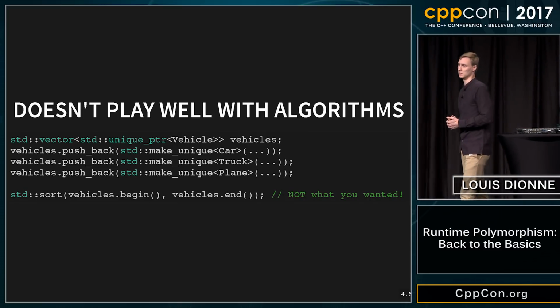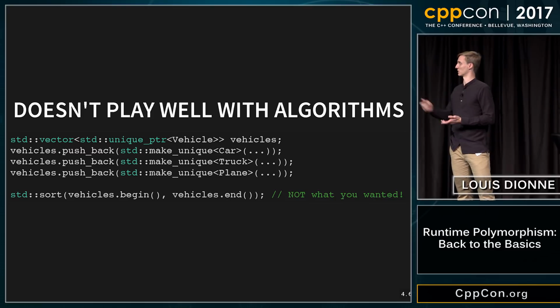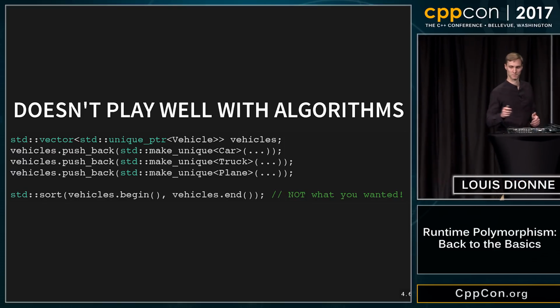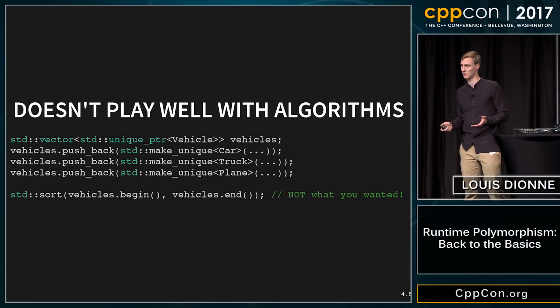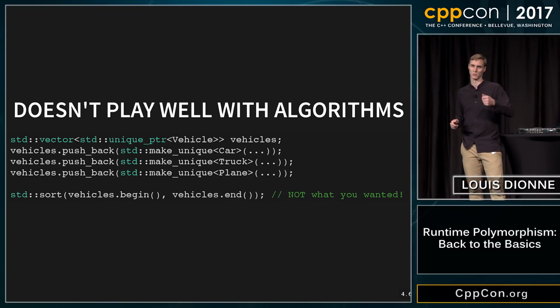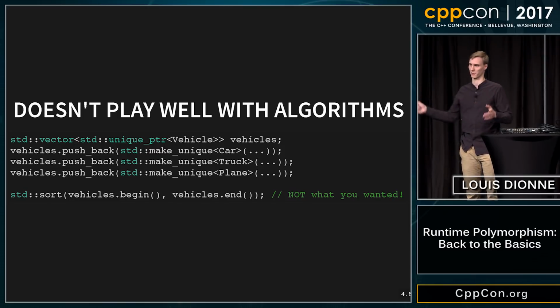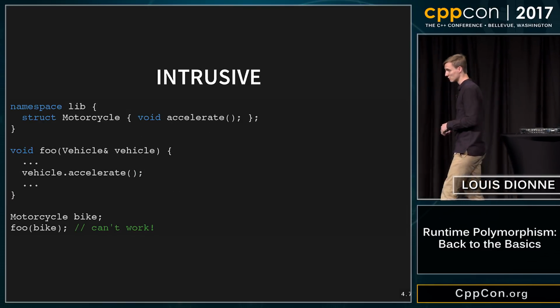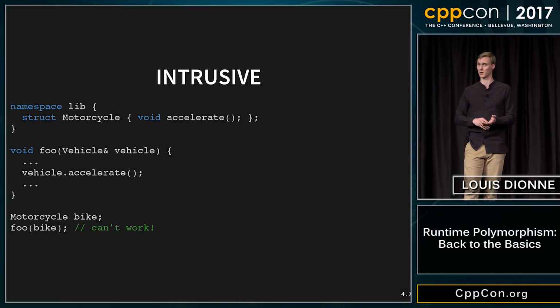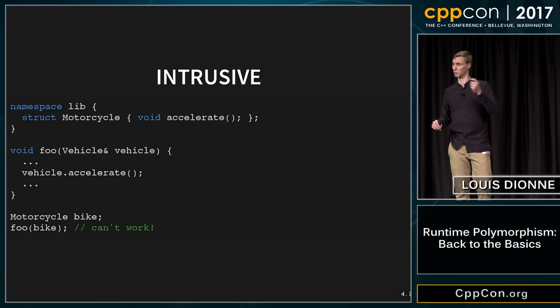It also doesn't play really well with the standard algorithms. For example, if I want to sort my vector of vehicles, it's not really going to do what I want. It's just going to sort the vector itself. These are pointers, not the actual objects, so it's going to sort them by their address, which is obviously not what I wanted. Everything becomes a little more complicated when you start using pointers to indirect through everything. It's also intrusive. If I have a third-party library or a fundamental type, and I want it to satisfy my interface, I have no way of doing this with inheritance, because I would need to reopen the type and add a base class to it. That's very intrusive, so I can't do that.